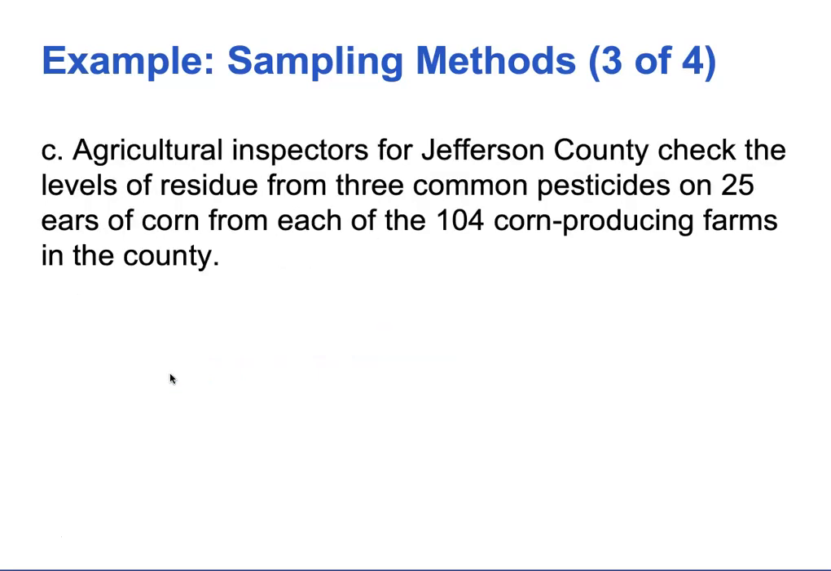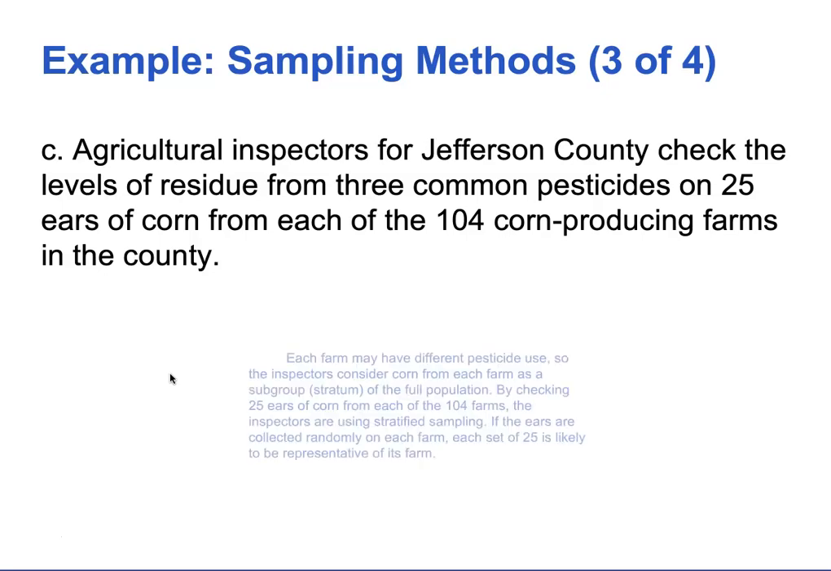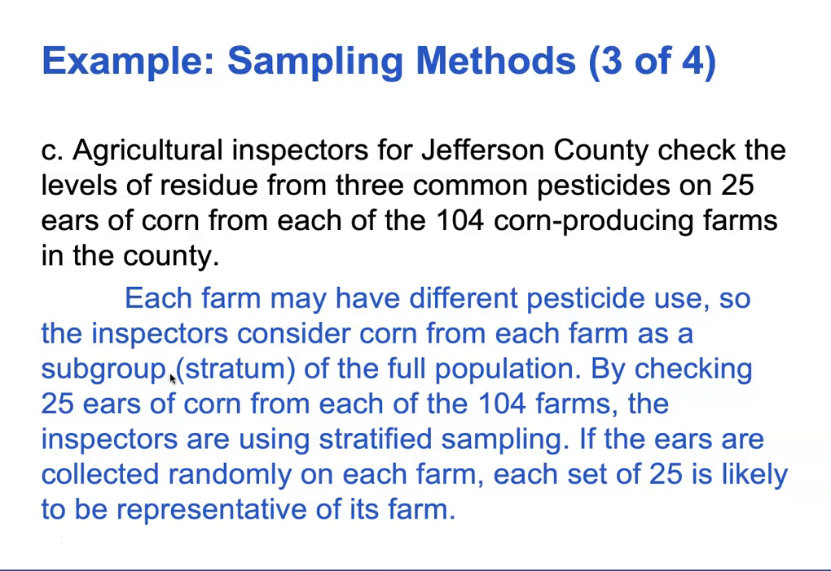Agriculture inspectors for Jefferson County check the level of residue of 3 common pesticides on 25 ears of corn from each of the 104 corn-producing farms in the county. Now think about this. You're taking some from each one of the farms. So your farms, each one is a stratum. Each farm may have a different pesticide use, so the inspectors consider corn from each farm as a subgroup, or a stratum, from the full population. By checking 25 ears of corn from each of the 104 farms, the inspectors are using stratified sampling. If the ears are collected randomly on each farm, each set of the 25 is likely to be very representative of its farm.